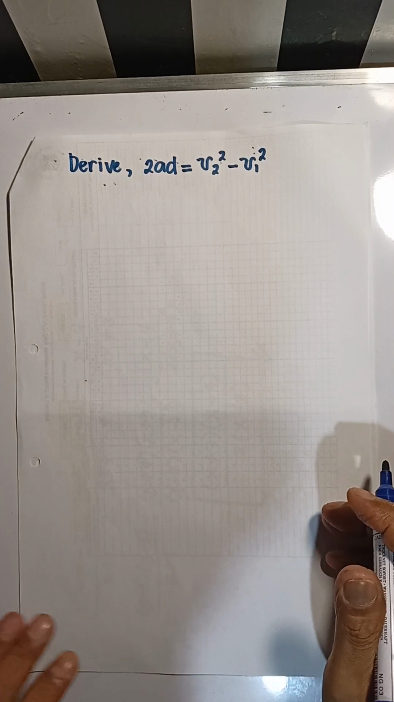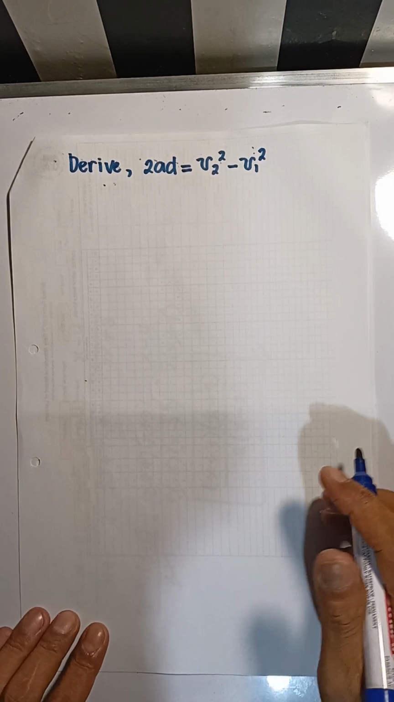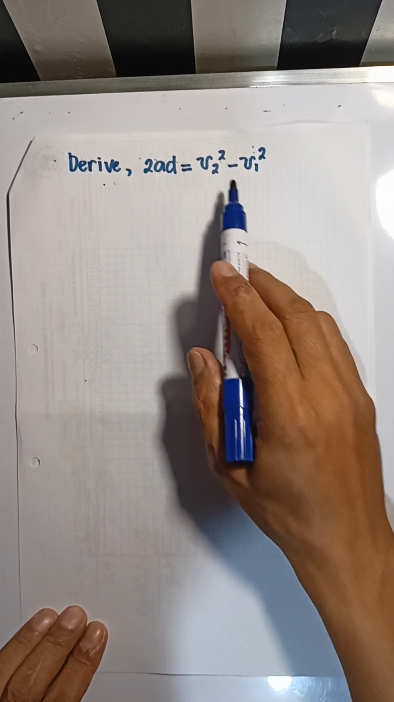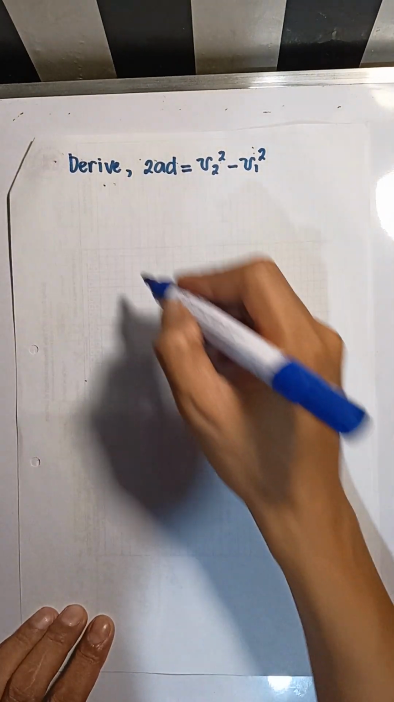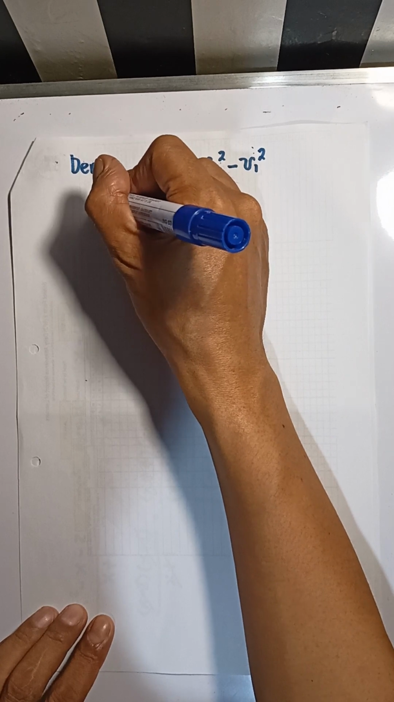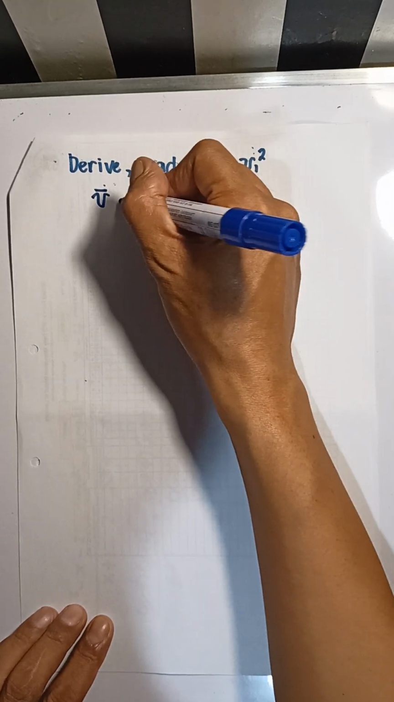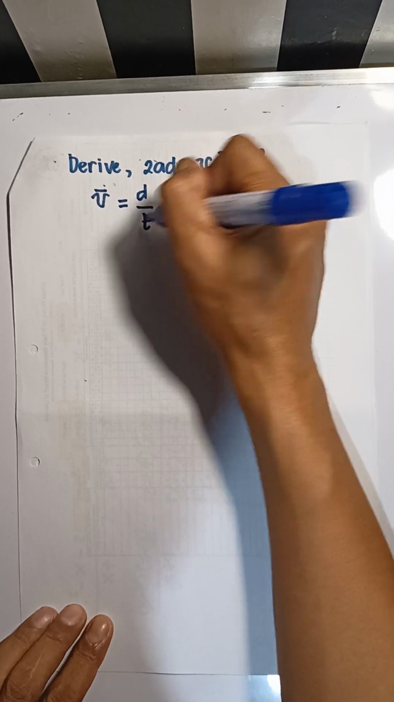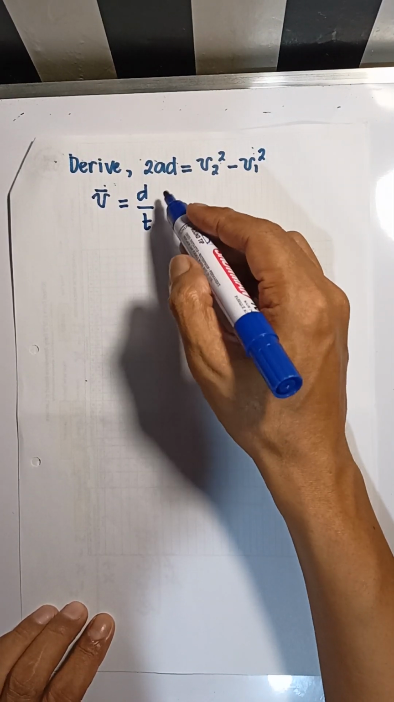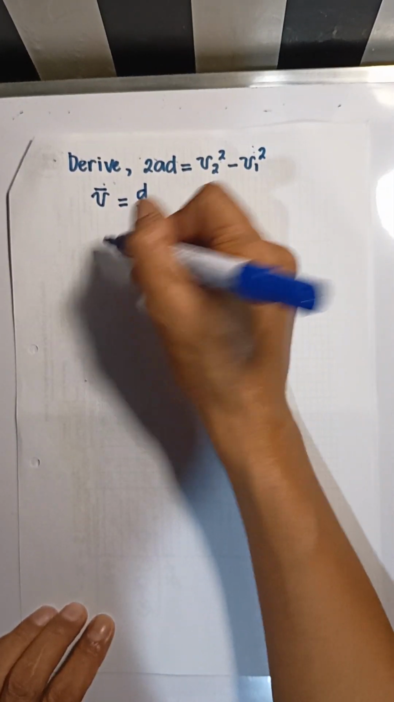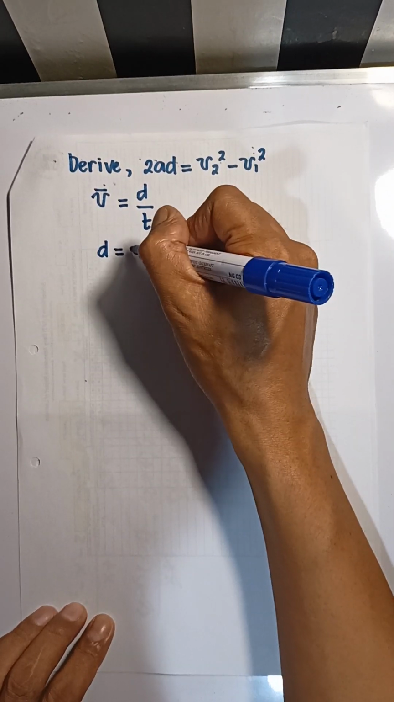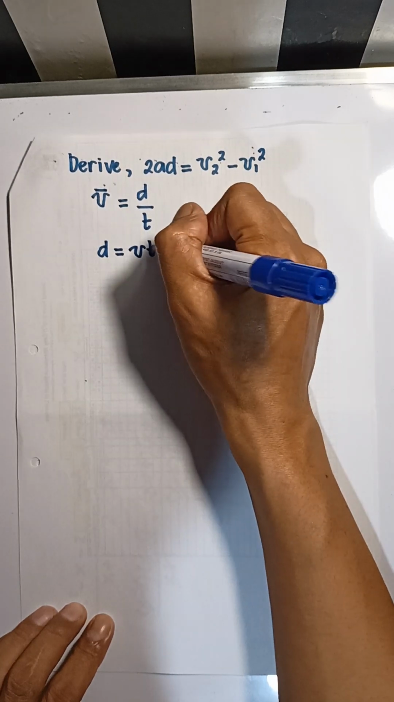Good day. For today's video, I'll show you how to derive the equation 2ad equals v sub 2 square minus v1 square. So let's start with this equation. Your v is equal to d over t. And using this equation, we can derive an equation for distance, which is the product of v and t.